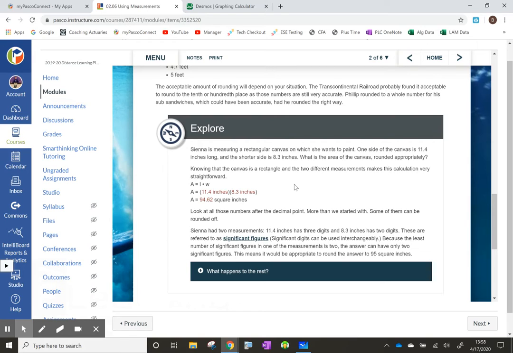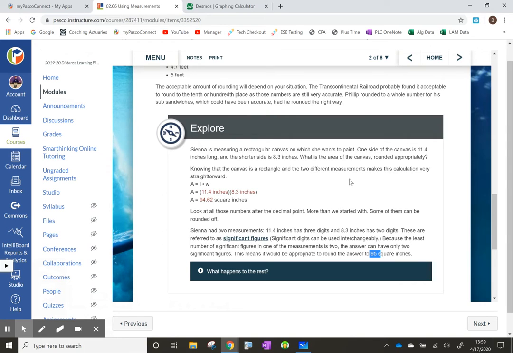So we want to pick the one with the fewest significant digits and then round our answer to meet that number of significant digits. We only want our answer to have 2 significant digits in it, not 4 as it currently has. So we would round this to only 2 significant digits, which would be the first 2. So we'd round this 94, but since it's 0.62, that 94 would round up to 95. So the answer here is 95 square inches.